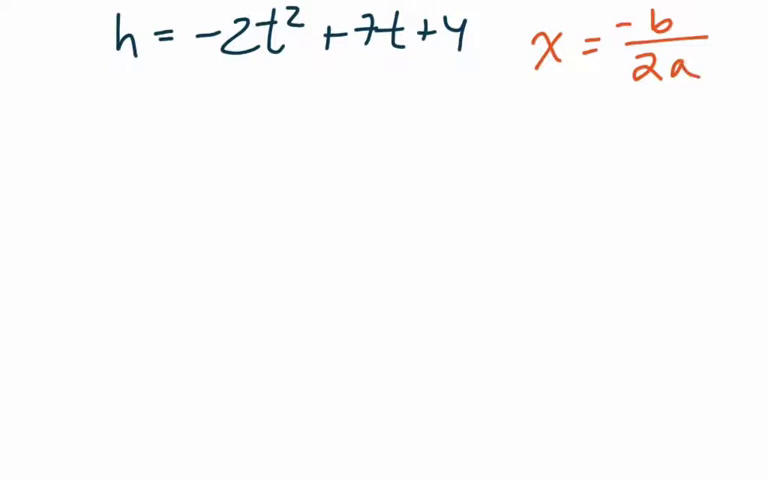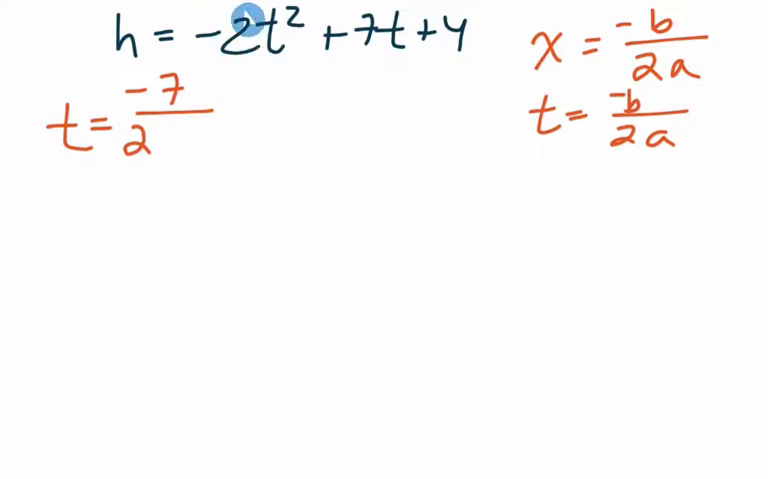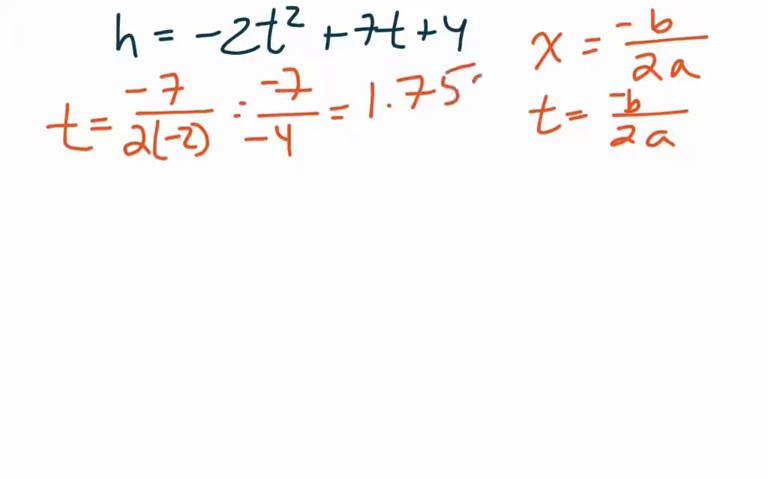Now, in this problem, we're not using an x, we're using a t. So I'm going to rewrite that as t is equal to the opposite of b over 2a. So t is equal to the opposite of b. Well, b is 7, so the opposite of 7 would be -7, over 2 times a, which is -2. And we get negative 7 over negative 4. A negative divided by a negative is a positive, and 7 divided by 4 is 1.75 seconds.